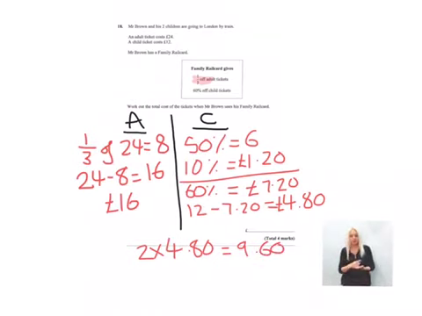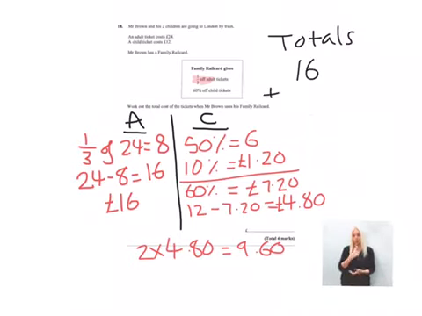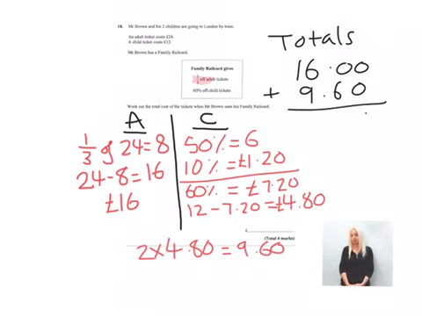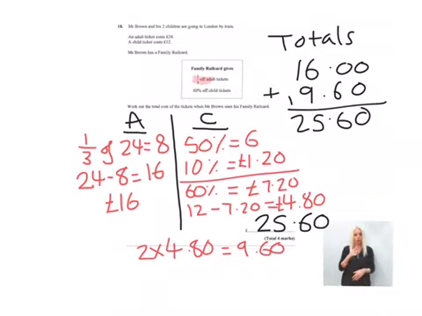And then we need to add them, so our total is 16 add £9.60. 0, 6, 5, carry that on, £25.60. So your answer is £25.60. Remember to be careful with your offs and your ofs. If it's double F, it means take it off the amount. If it's just one F, it means of. So that'll just be on its own.